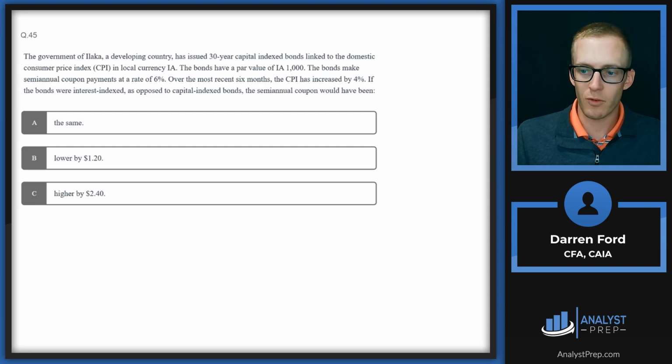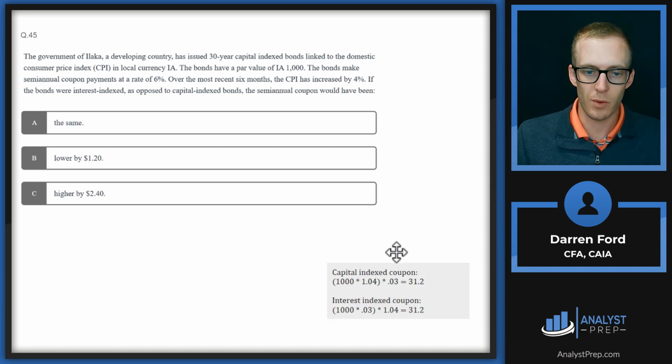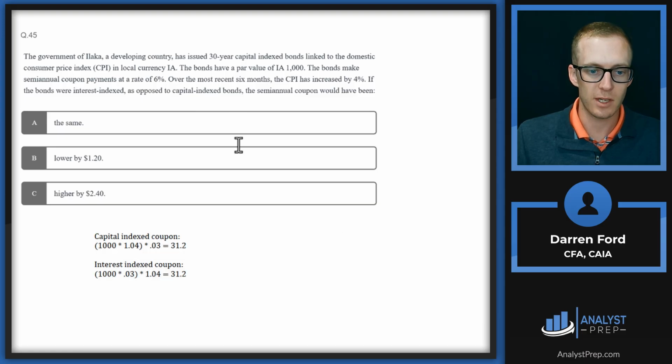So let's bring in our formula to actually solve this and show it conceptually. So under capital indexed coupon, we're going to be applying this CPI rate, which is right here, to the principal of the bond. So we're going to multiply 1.04 times 1,000. So this ends up with a principal of, I think, 1,040. And then you're applying your coupon rate to this to get your coupon of 31.2.